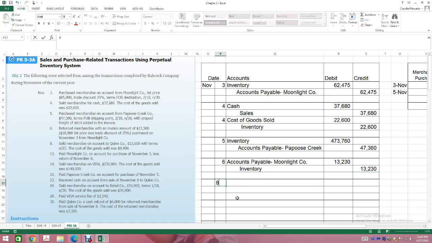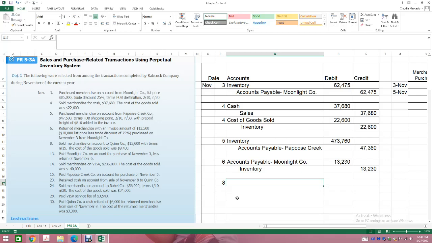On the 8th, you sold merchandise on account to Quinn for $15,600 with terms N15. So that means that they have to pay you the invoice amount within 15 days. The cost of goods sold was $9,400. So we bought these goods for $9,400 and we resold them for $15,600.